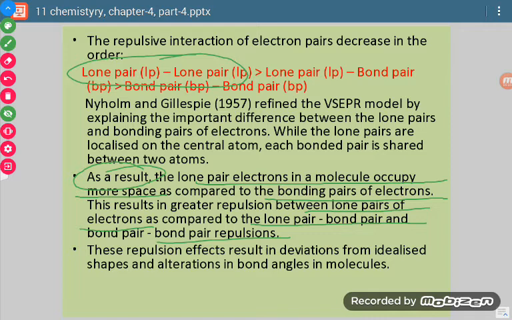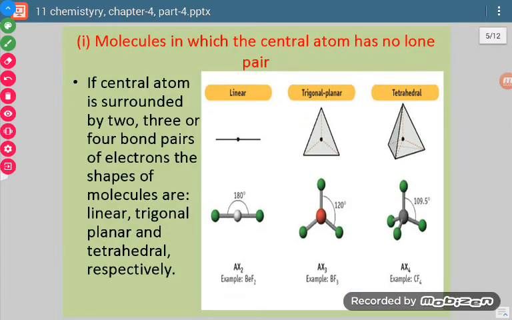Now, when we use all these postulates, how can we predict the geometry? We can divide our molecules into two categories. First category: when the central atom has no lone pair. When the central atom has no lone pair, then their geometry is called regular geometry.